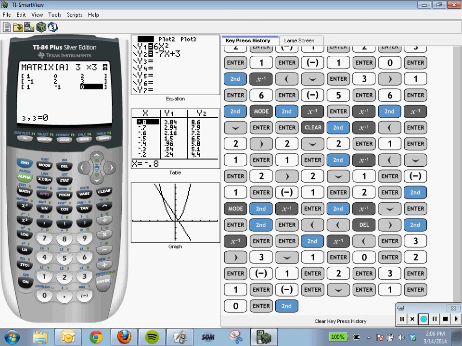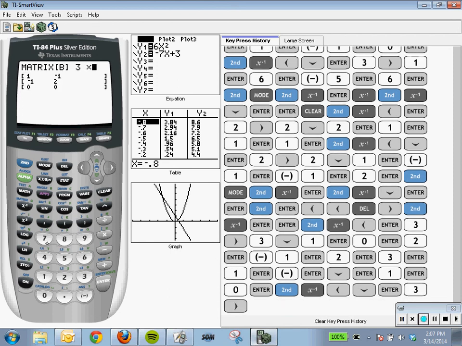Okay, so now I have to enter in matrix B. So I'm going to go second, and then matrix, and then go to edit, and then go down to B, and I'm going to enter in a 3 by 1. What do we get when we enter in the 3 by 1? What is it? 6, negative 5, and 6. Okay.